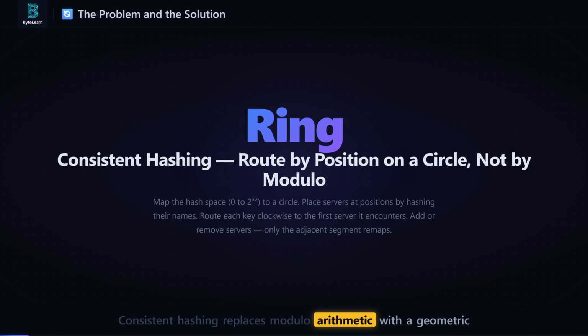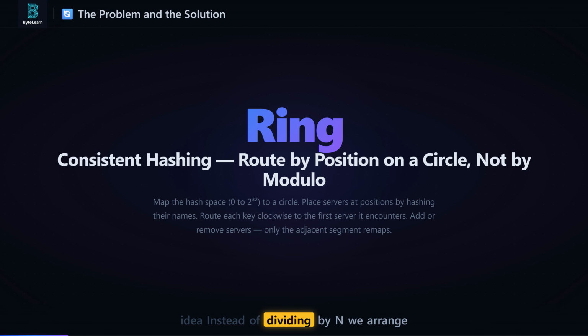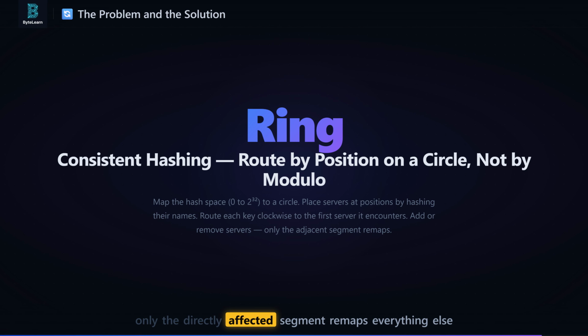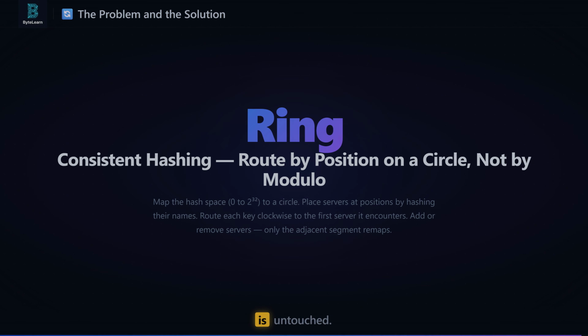Consistent hashing replaces modulo arithmetic with a geometric idea. Instead of dividing by n, we arrange the entire hash space, 0 to 2 to the power of 32, about 4 billion values, into a circle. Servers are placed on this circle by hashing their own names. Keys are routed to the nearest server in the clockwise direction. When you add a server, it claims only the segment between itself and its predecessor. When you remove a server, its segment passes to the next clockwise neighbor. In both cases, only the directly affected segment remaps. Everything else is untouched.